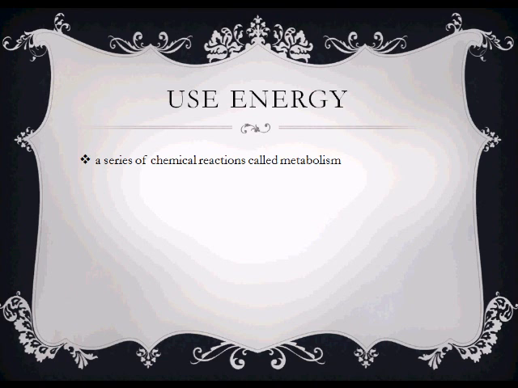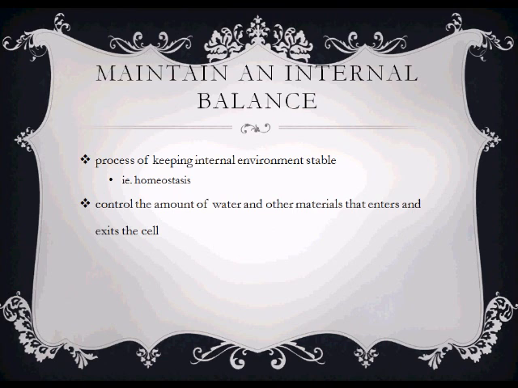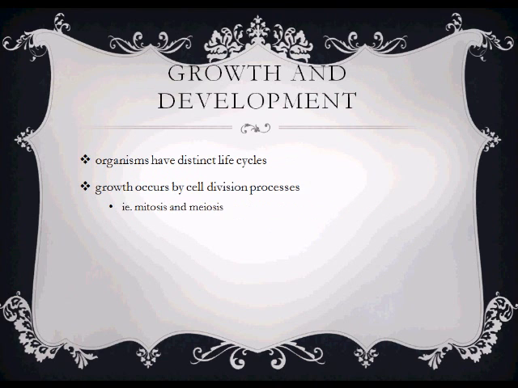All living things use energy. This is a series of chemical reactions called metabolism. All living things also maintain an internal balance. This is a process of keeping an internal environment stable, for example, homeostasis. Cells and living things control the amount of water and other materials that enters and exits a cell. Living things grow and develop. Organisms have distinct life cycles, and growth occurs by cell division processes, so mitosis and meiosis, which we'll cover in a few more PowerPoints.